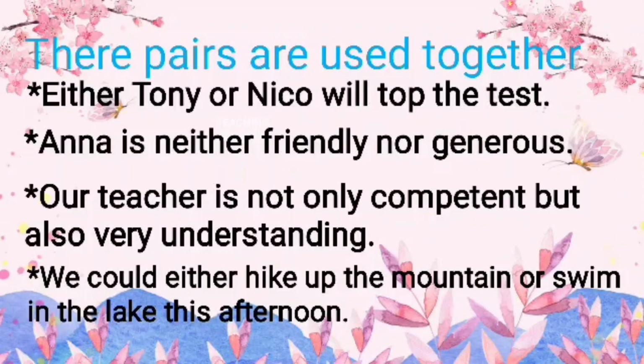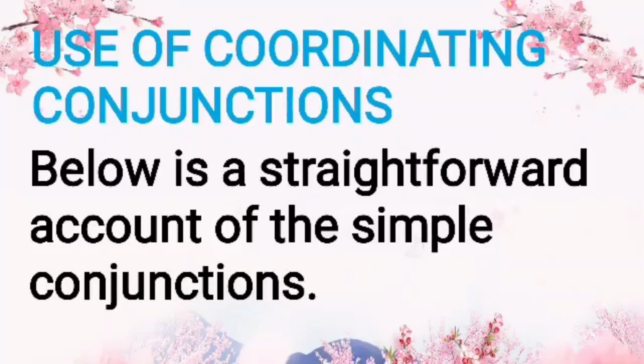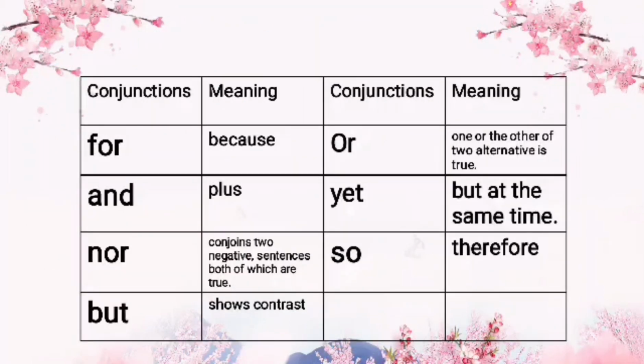So lastly, the use of coordinating conjunctions. Below is a straightforward account of the simple conjunctions. The conjunction for means because. The conjunction or means one or the other of two alternatives is true. The conjunction and means plus. The conjunction yet means but at the same time. The conjunction nor conjoins two negative sentences, both of which are true. The conjunction so means therefore. The conjunction but shows contrast.